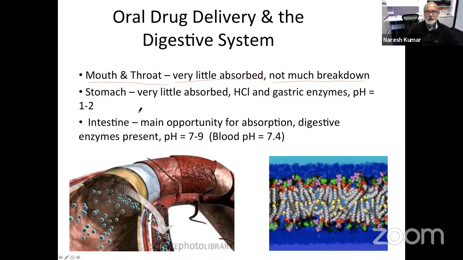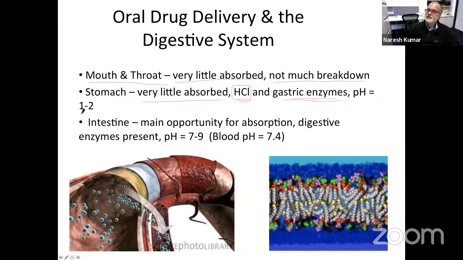Now in the stomach, we have HCl, we have acid, and also we have gastric enzymes present as well. However, in the stomach, very little of the drug is absorbed. It can decompose if the compound is sensitive to acid or sensitive to gastric enzymes, and the pH of the stomach is 1 to 2, so it's quite acidic. So your drug has to be stable to the acidic pH.